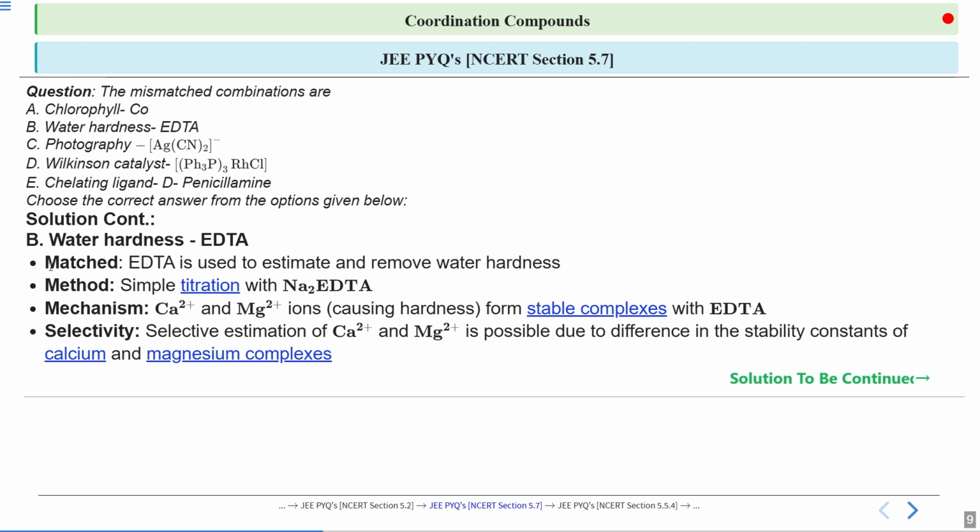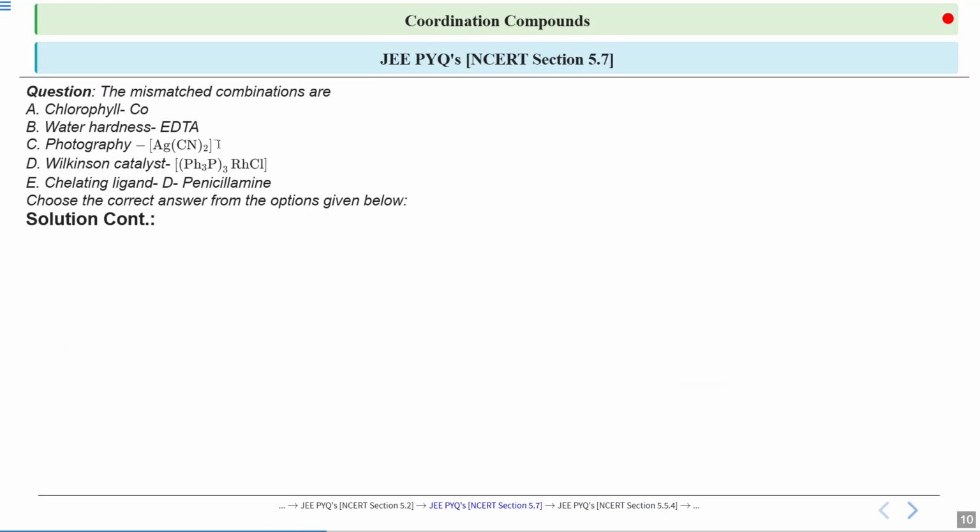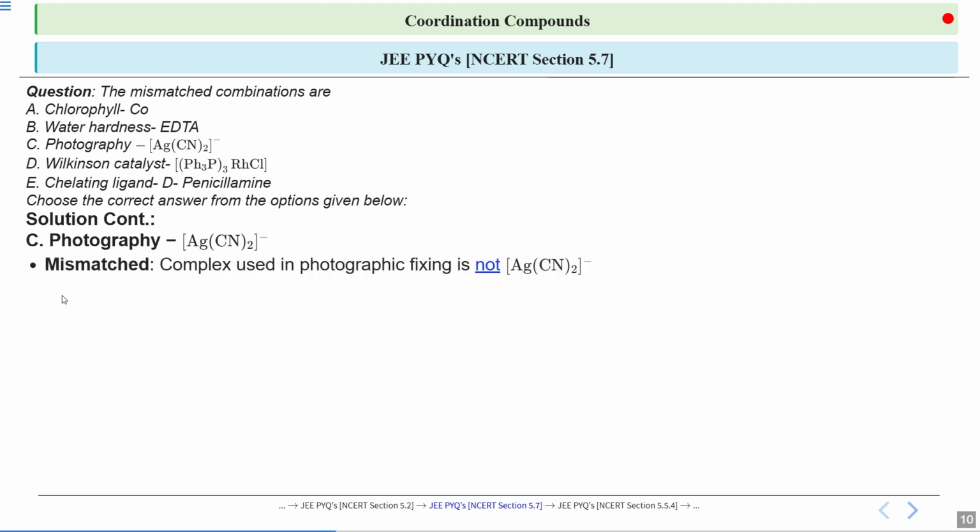So B is a matched combination, but we have to identify the mismatched ones, and until now we have found A, which is a mismatched one. Now let's see the C part, that is photography, which is given as a match with the complex anion [Ag(CN)2]-. This is a mismatch combination.